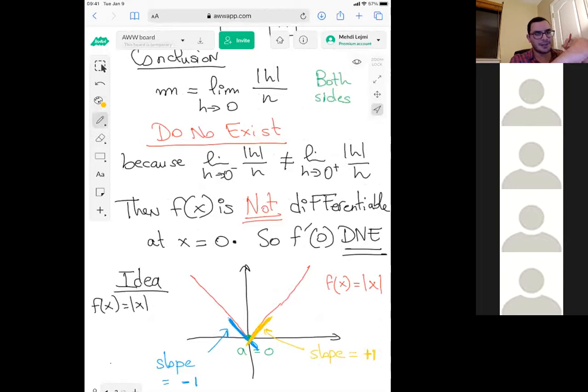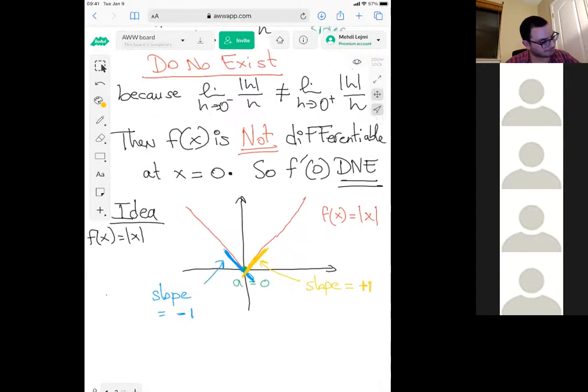So you have this corner at 0. You have two different slopes. From the left, you have a negative slope, and from the right, you have a positive slope. And that's why f is not differentiable, because you have two different slopes, a negative one coming from the left and a positive one on the right. So that's the geometric interpretation of the fact that this function is not differentiable at 0.